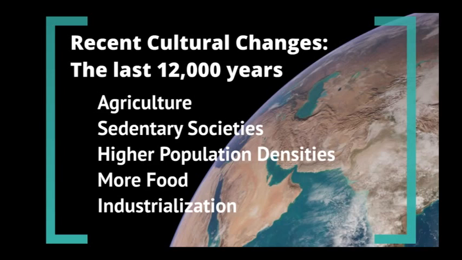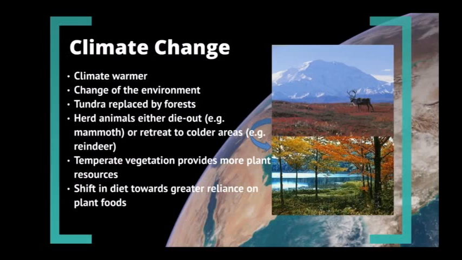So at the beginning of the Neolithic, we had significant changes in the climate. The climate became warmer. We had a massive shift from tundra landscapes to forest environments. Herd animals either went extinct or retreated into what we call refugia, the little pockets of environment where they can still hold out against incoming competitors. These temperate environments were much more suitable to our needs as we could increase the breadth of plant resources that we were exploiting. So we have a shift in diet towards greater reliance on plant foods in the past 12,000 years.